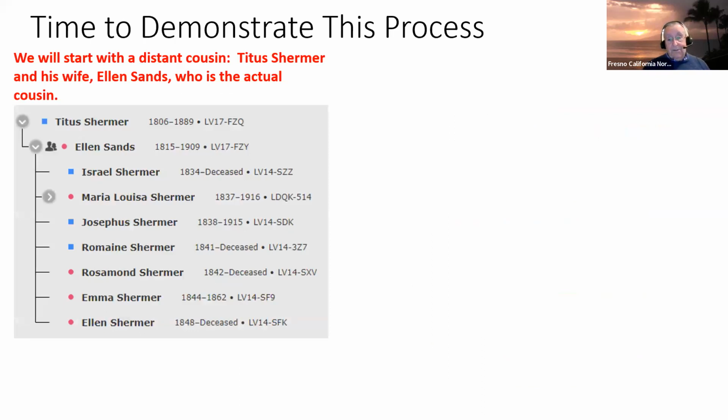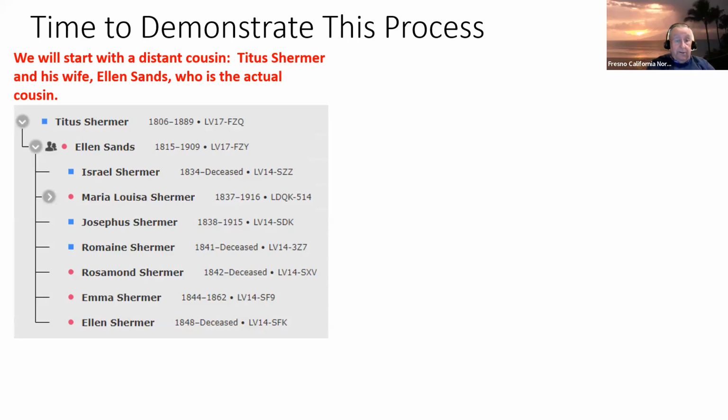Okay, so let's demonstrate one situation. So I started digging around in my tree, looking for a family that would be a good one to work with. And I was doing descendancy research. And I came to this family of Titus Shermer and Ellen Sands. Sands are one of my families that I do extensive research on. And I took one look at this family and I said, ooh, I think I want to play with this family. Before I go any further, I just want you to look at that and think, why did I say, oh, I think this will be a good family?